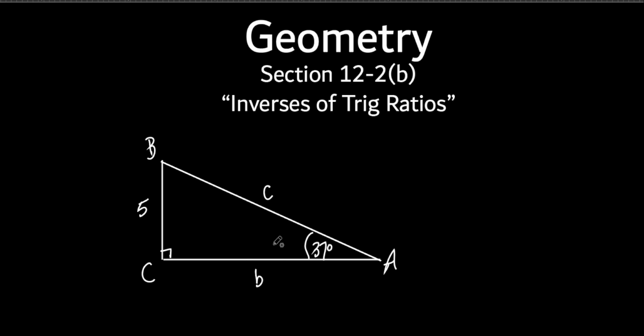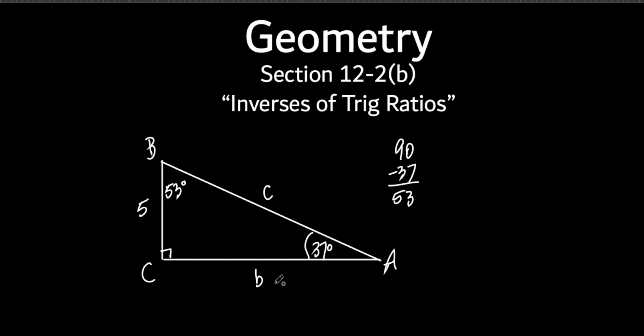So what if I asked you to solve for B and C? What would you do? Because you know this angle. But first of all, let's find angle B. That's the easiest one. 90 minus 37. And what's that? 53? Did I do that right? So that would be 53 degrees. That's the easy part. Didn't have to know any trig at all to do that, did you?